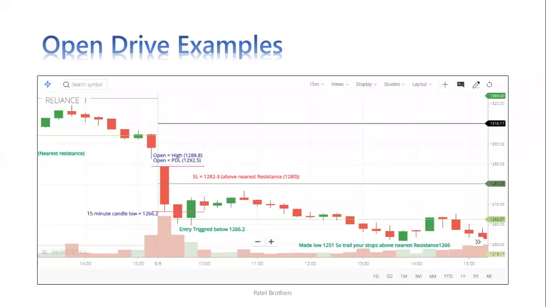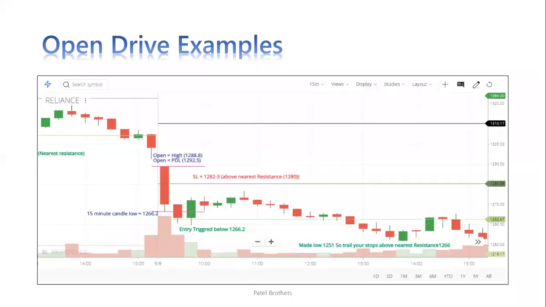Does any of the 5, 6 stocks with the open drive setup have to be checked with the volume before choosing the stock? I didn't understand your question, so you can ping me personally. I'll answer your query. So with this, I think I have solved all the queries, and I'm ready to move on to the next strategy.